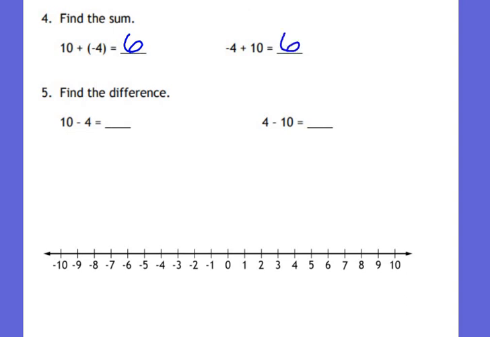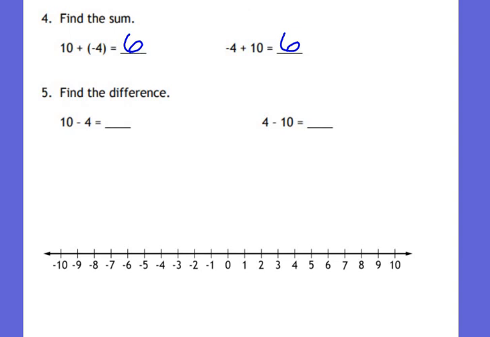How are those two getting the same answer? Does order matter in addition? No. Is 1 plus 2 the same thing as 2 plus 1? Yes. Okay, so order doesn't matter with addition.